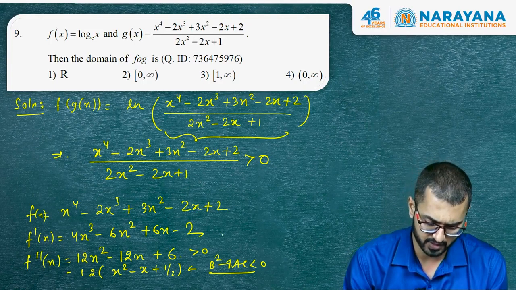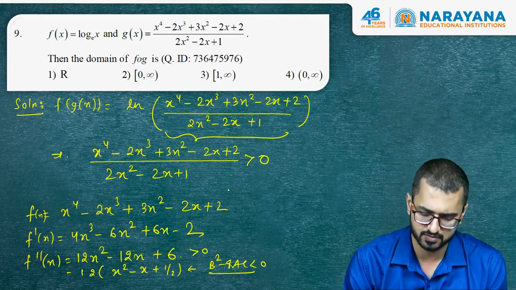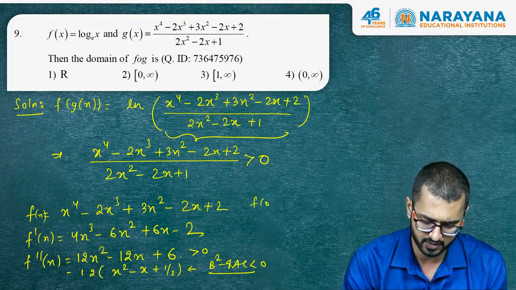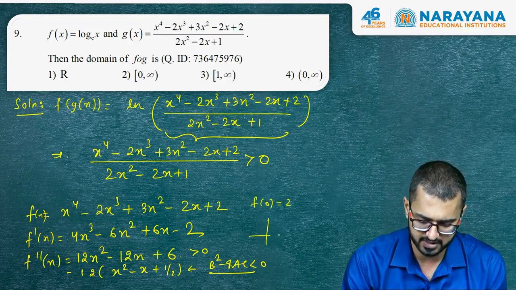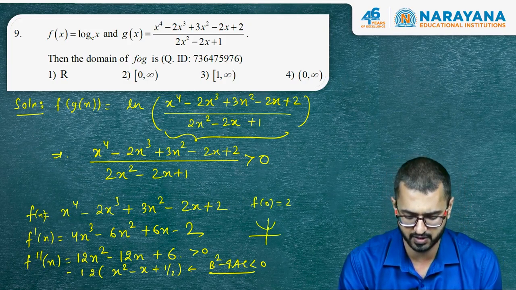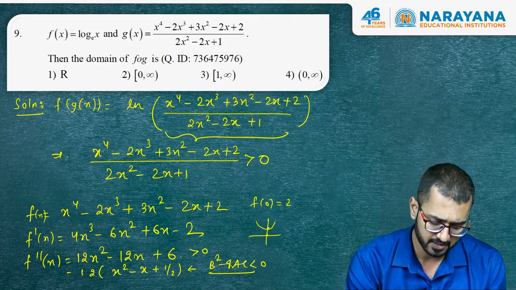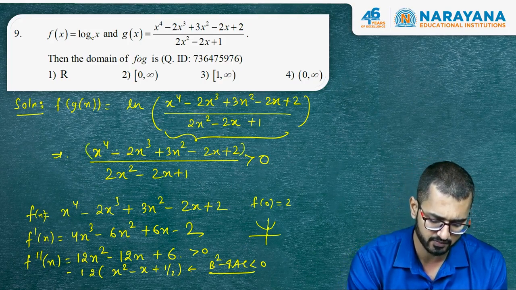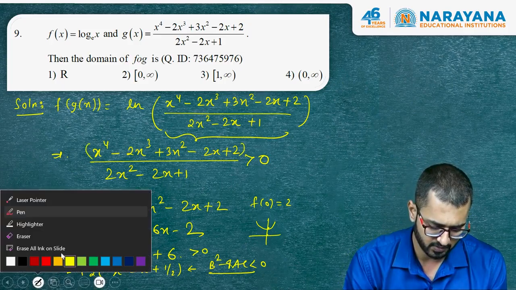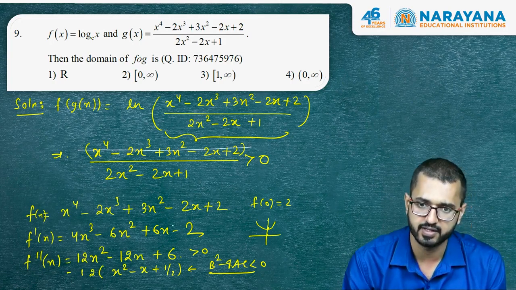If my function is concave up, I just have to see what happens at 0, because the power is 4. So I can find out f of 0 gives me 2. That means my function will always lie above the x-axis, because at 0 we are getting 2 and the rest is concave up, so it should go like this. That means I don't have to worry about this, it is always positive. So this is now out of our league, and we'll just remove it, because that's true for every real number.